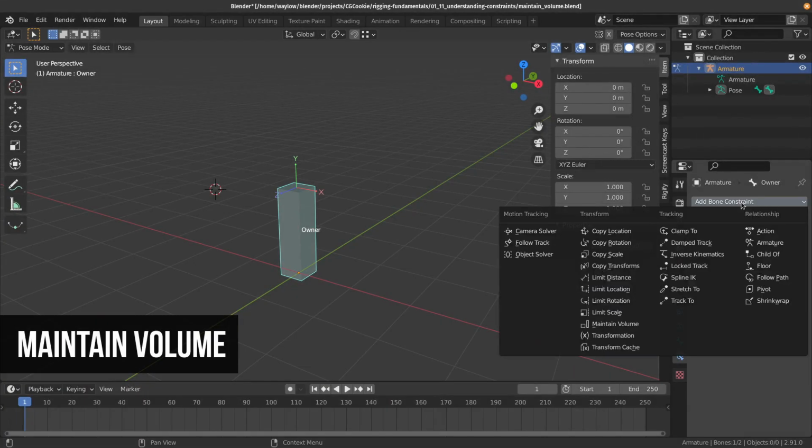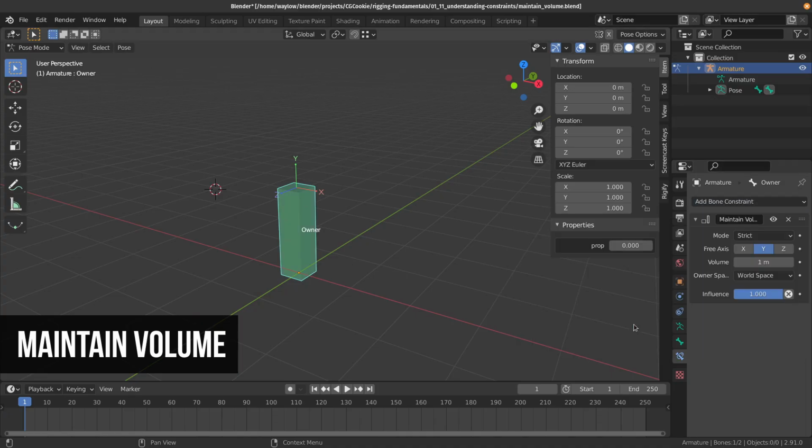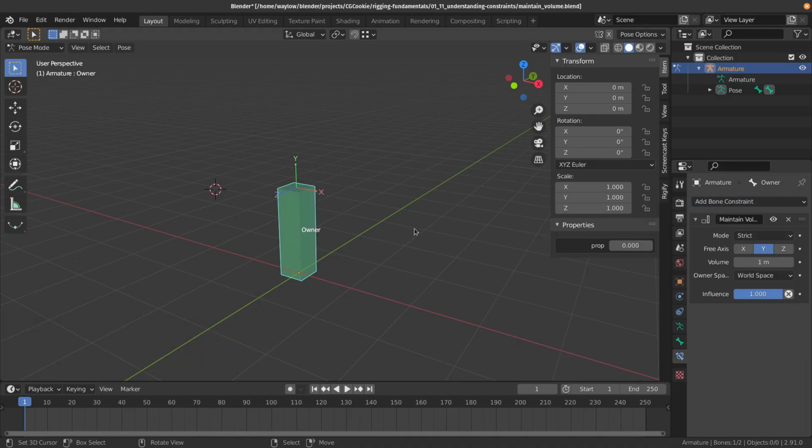Alrighty, let's take a look at the maintain volume constraint. So this one here does exactly what the name would suggest. It's going to maintain the volume to create squash and stretch. You have different modes up here. You've got strict, uniform, and single axis.